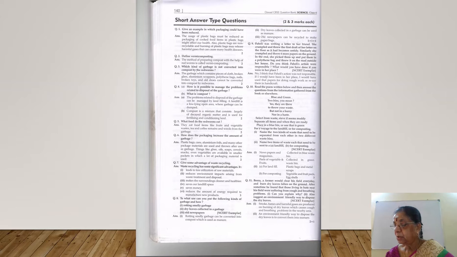Right? Then how does packaging increase the amount of garbage? Because plastic bags, cans, aluminum foil and many other packaged materials are used and thrown away as waste. Things like ghee, oil, soap, cereals, snacks. Even vegetables are available in small packets in which a lot of packaging material is used. So we ourselves add to the garbage with all of that. That is it. I hope you are able to follow this.